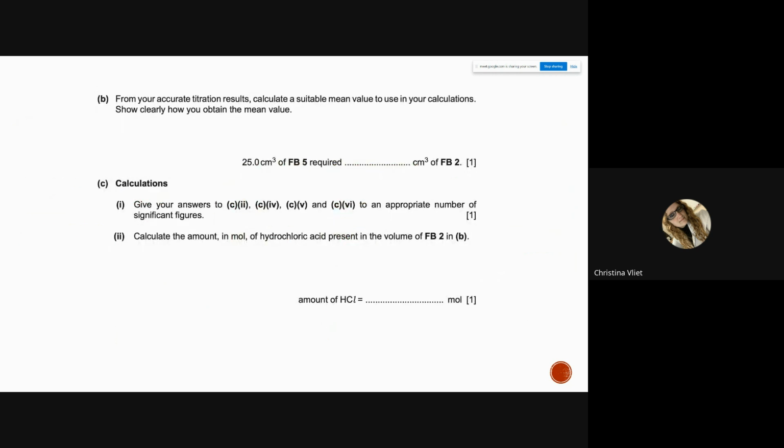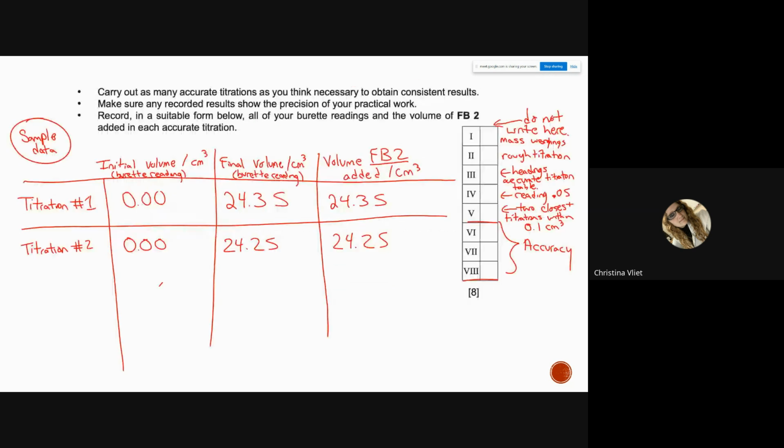From your accurate titration results, calculate a suitable mean value to use in your calculations. Show clearly how you obtain the value. Anybody know what the mean is? Average. Anybody know how to calculate an average of two numbers?